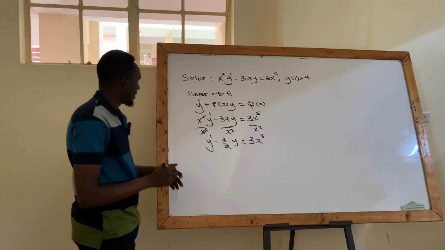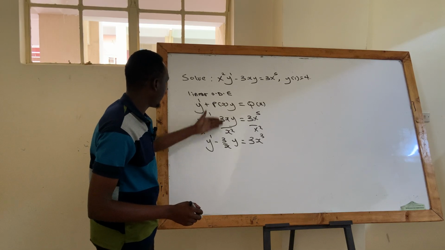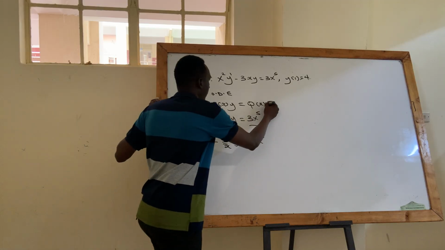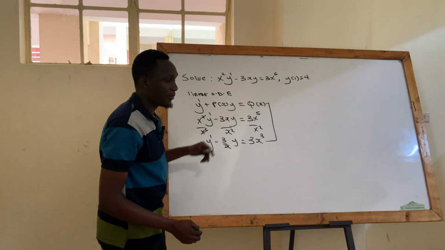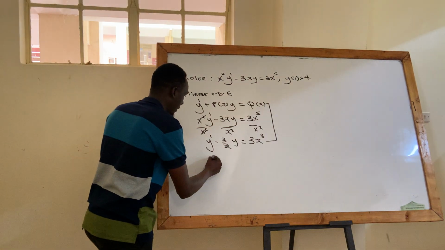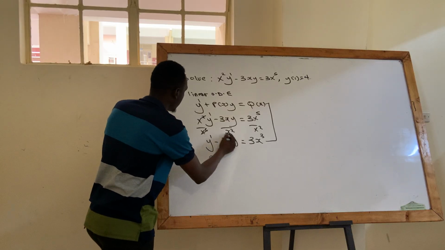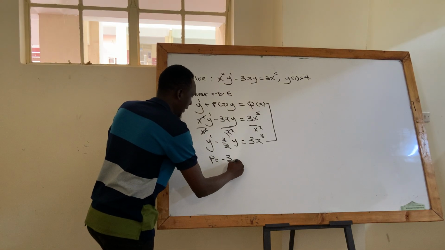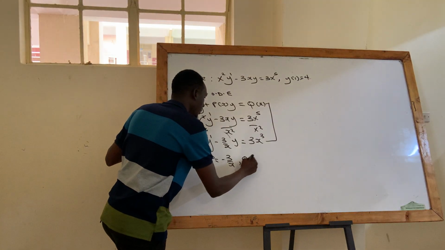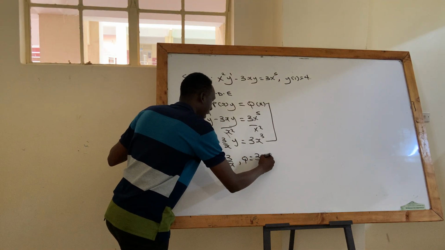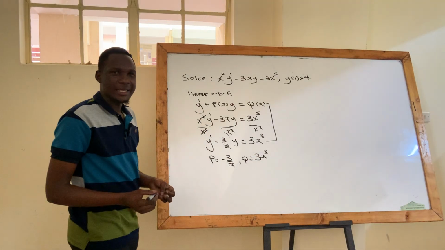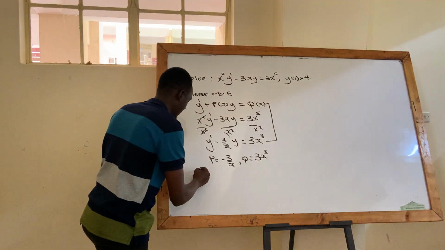Now we realize that our p of x is of this form. This is of this form, therefore it is a linear ODE. Now let's identify our p. Our p is equal to negative 3 over x from the equation, and our q is equal to 3x over 3.